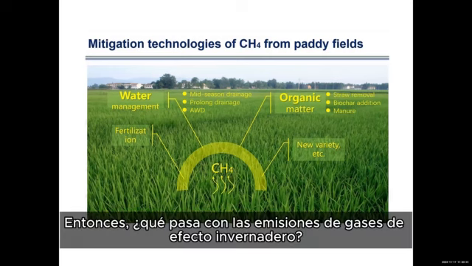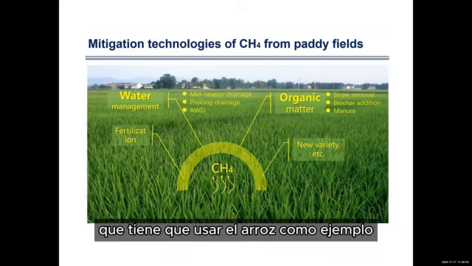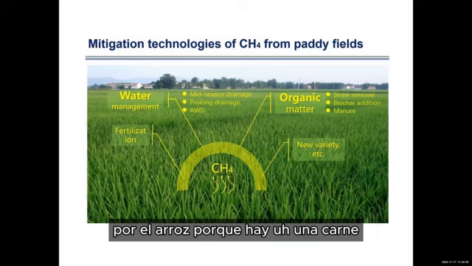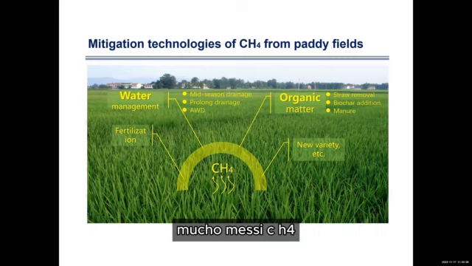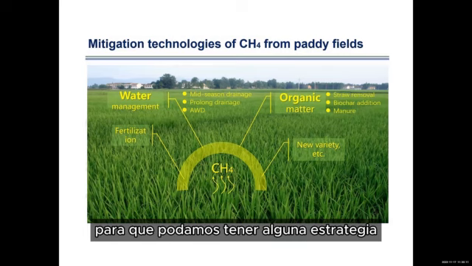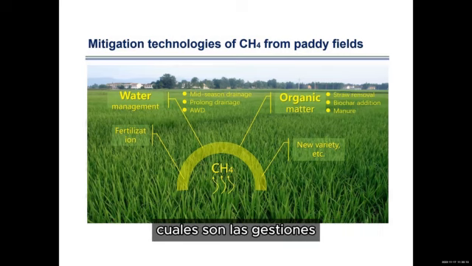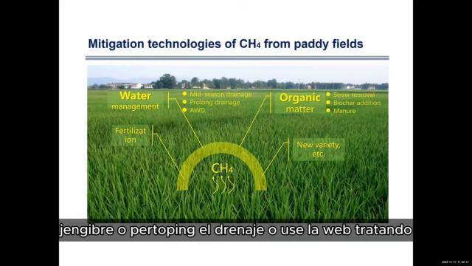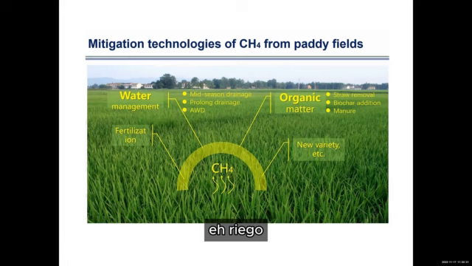So how about the greenhouse gas emission? We just use rice as an example. Rice emits a lot of methane, CH4. So we can have some strategies. For example, the water management, use the mid-season drainage, or multiple drainage, or use the wet-dry irrigation.